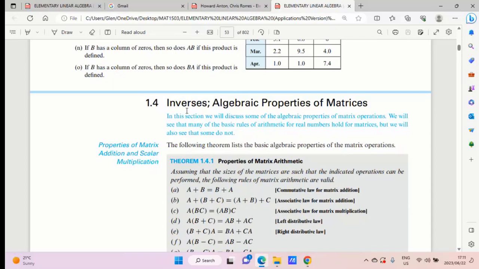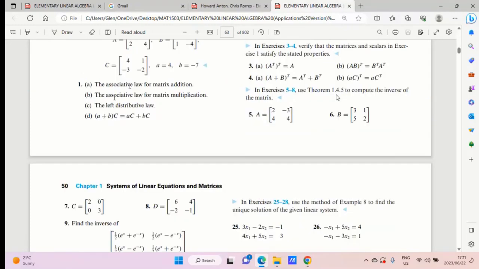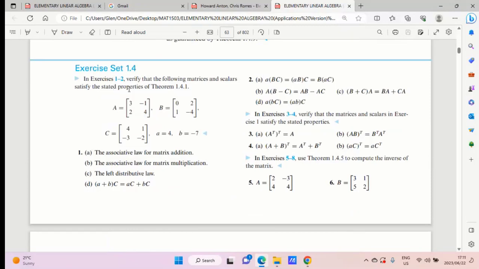Now, I think we need to use C, if I'm not mistaken. Associative. Verify that the following matrices and scalars satisfy the stated properties of theorem 1.4.1. Now B: we have to verify the associative law for matrix multiplication using matrices A, B, C with the constants a and b.